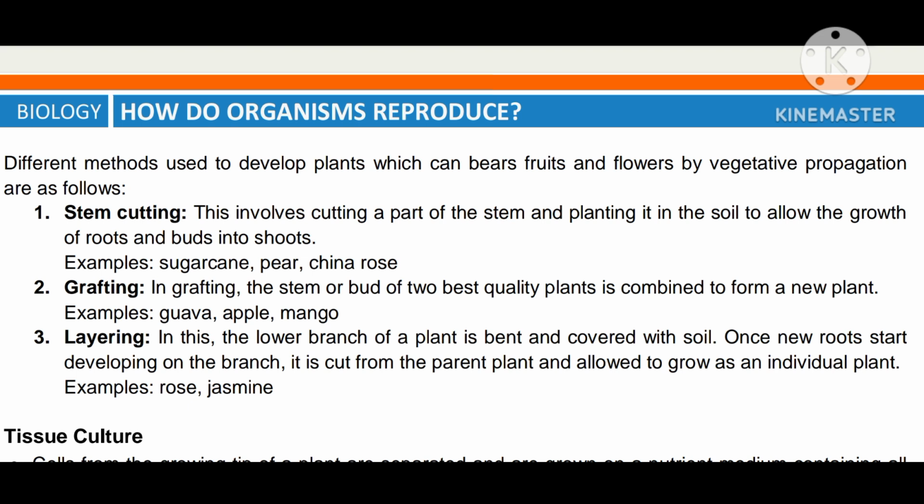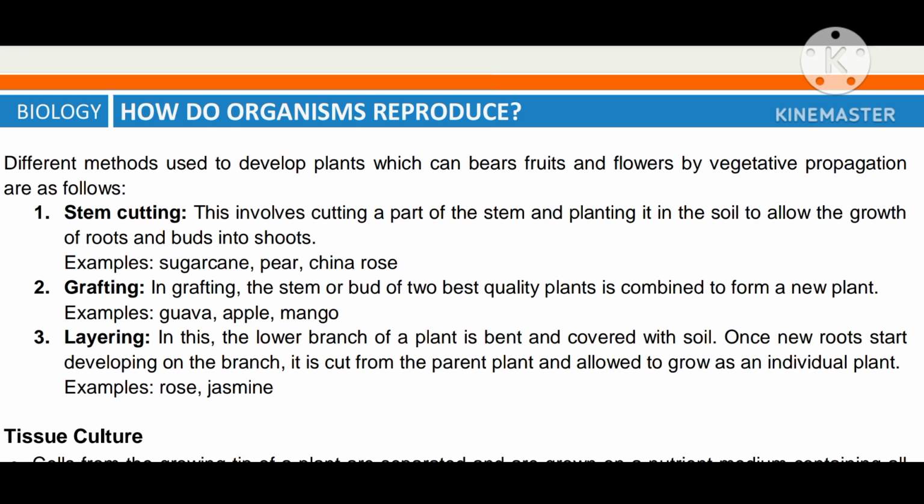Stem cutting involves cutting a part of the stem and planting it in the soil to allow the growth of roots and buds into shoots. What we do here is cut any part of the stem of any plant. Then we plant that stem into the soil to allow the growth of the roots and buds into shoots. For example, sugar cane, pear and china rose. I hope you have all done this at home by planting using this method.